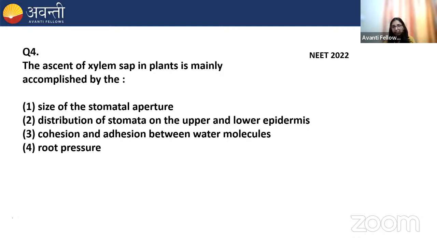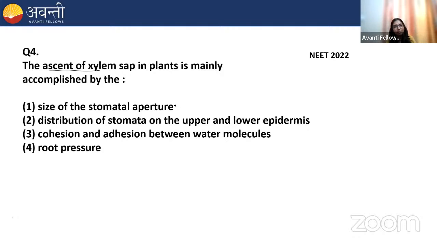Try to remember the properties of transpiration. There were 3: cohesion, adhesion, surface tension, and all these properties contribute to high tensile strength and high capillarity, because of which the water can travel to a long distance. Accomplished means achieved. It's an English term. It's not a scientific term.